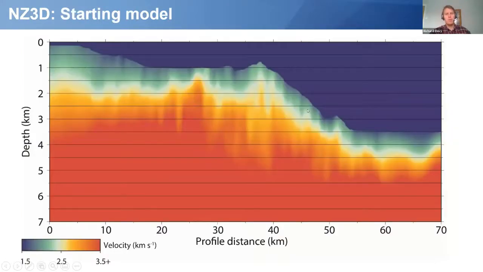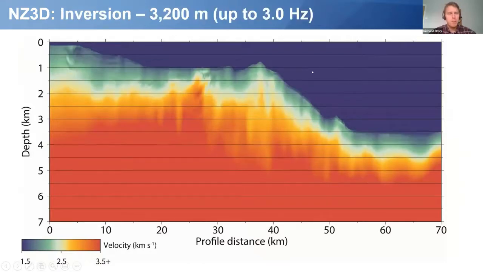So just stepping through these, and I know there's a bit of a delay, so I'll try to go quite slow. This is the starting model. After we invert out to 3.2 kilometers and 3 hertz, we can see straight away we're starting to get some glimpses of little bits of structure within there. You can see maybe sediments through here. And increasing that up to 3.4 hertz. And now we start to increase the offset.